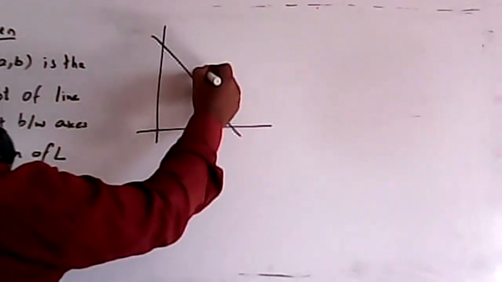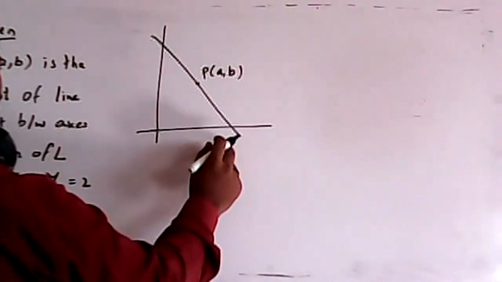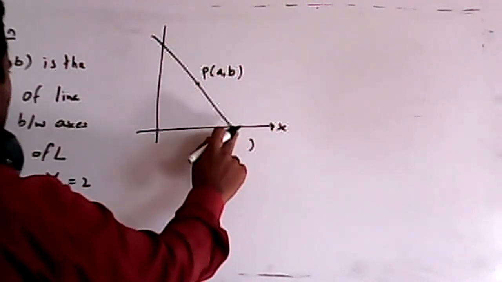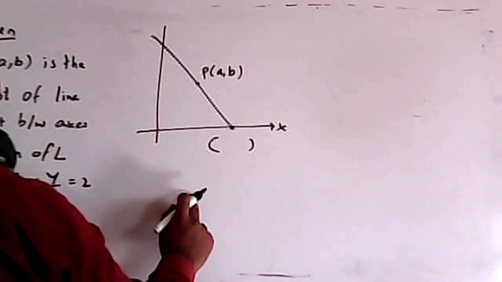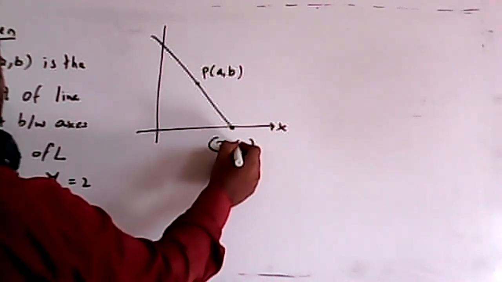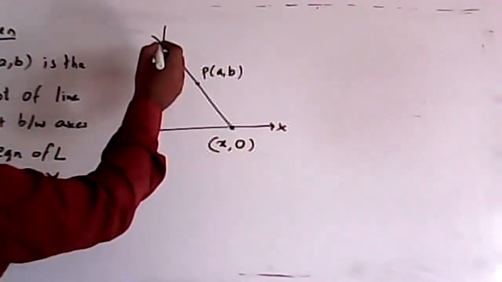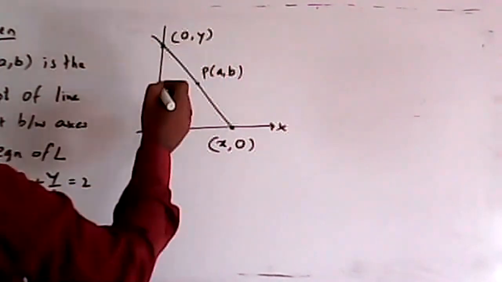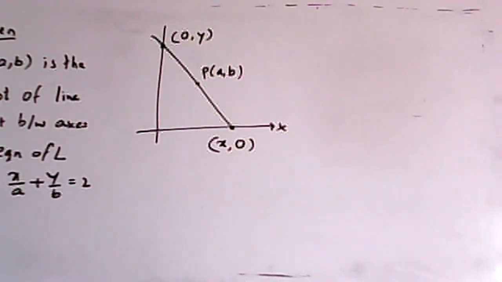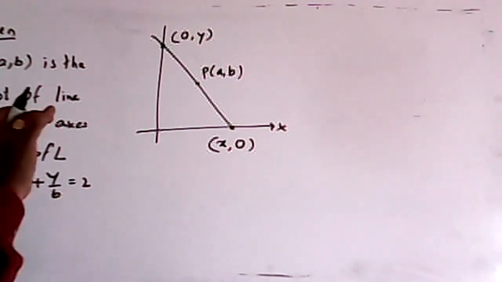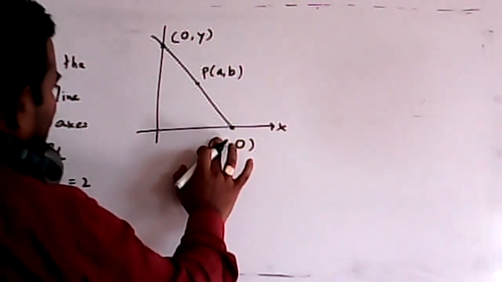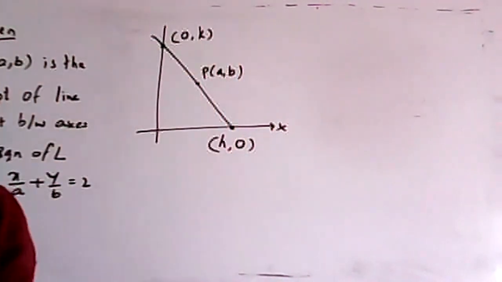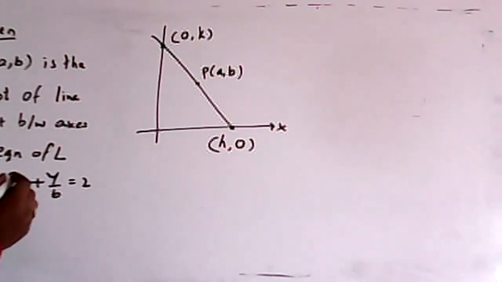If any point is on the x-axis, we don't know x, but we surely know y will be 0. Similarly, any point on the y-axis, x will be 0, and y we shall have to find. Let me call this H for the time being, because x and y are already used and it would be confusing. This is the origin.